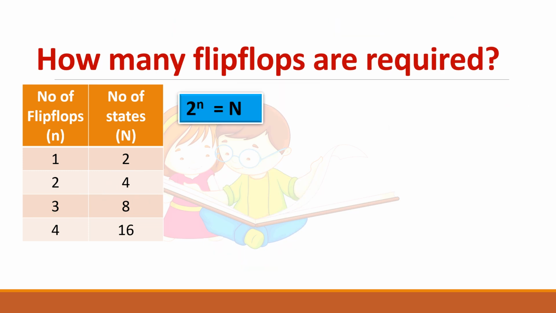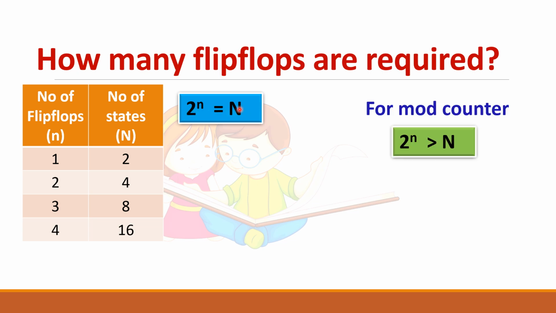So in general we can say if your number of states is a power of 2, that is 2, 4, 8, 16 or something, you can directly use the formula 2 power n equal to N. But in case you have any other number of states, you can use the formula 2 power n should be greater than N.